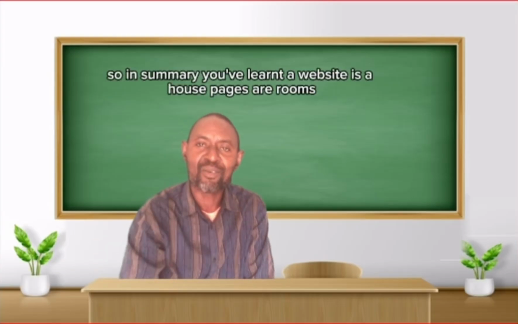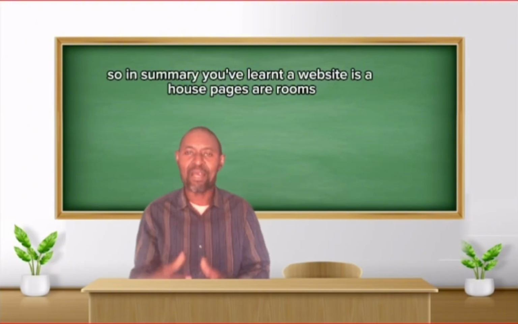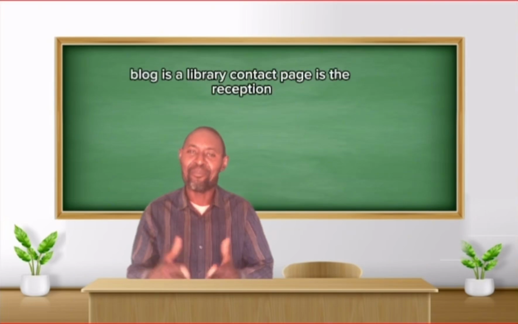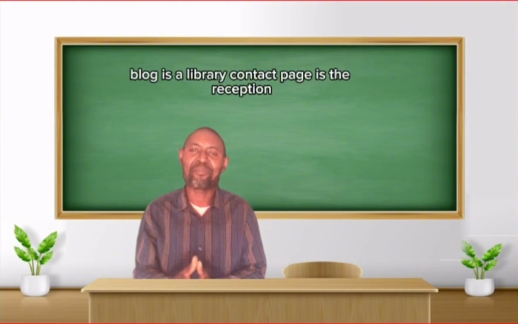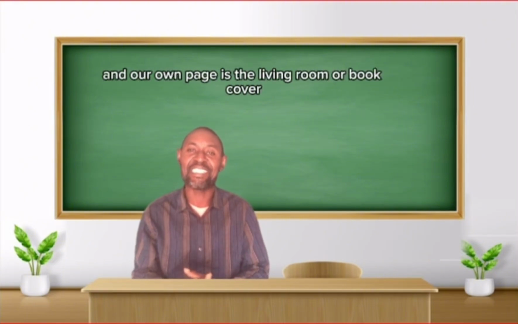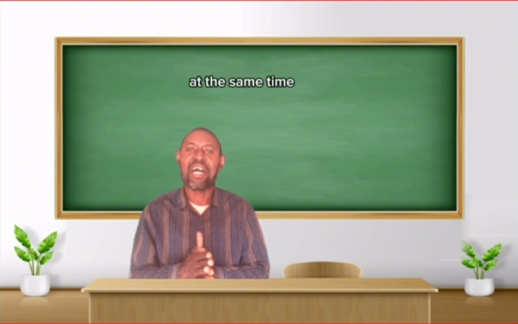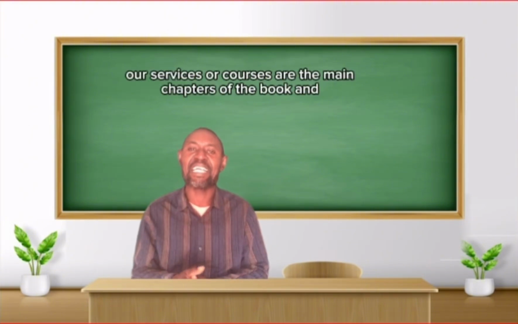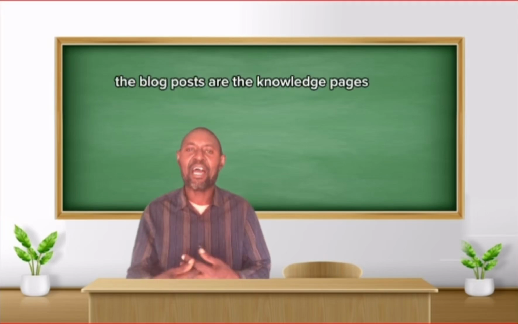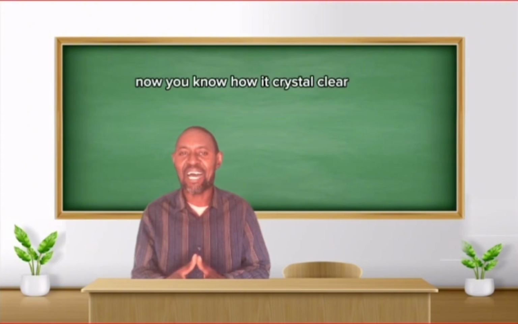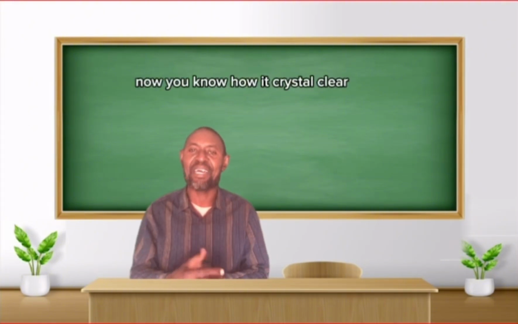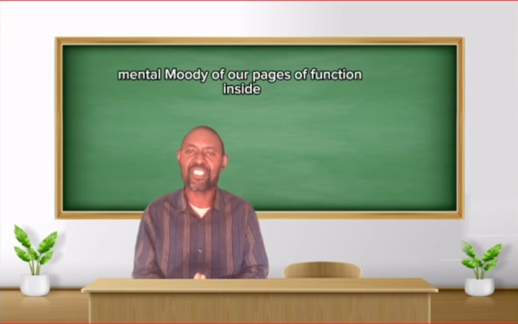All right, welcome back. So in summary, you learned a website is a house, pages are rooms, the menu is the door connecting rooms together, the blog is a library, the contact page is the reception, and the home page is the living room or book cover, while the about page is a study room or introduction chapter. At the same time, our services or courses are the main chapters of the book, and the blog posts are the knowledge pages.